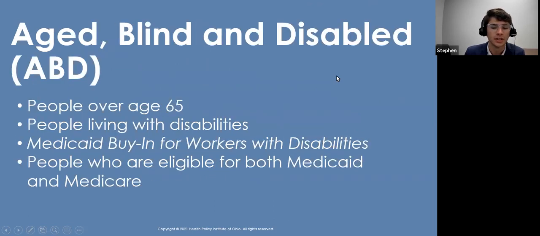The groups included in the aged, blind, and disabled category are people over age 65, people living with disabilities, individuals eligible for the Medicaid buy-in for workers with disabilities, and people who are eligible for both Medicaid and Medicare, as I said, who are referred to as dual eligibles. And to be enrolled in the ABD category, a person must be over 65 or determined disabled by the Social Security Administration.